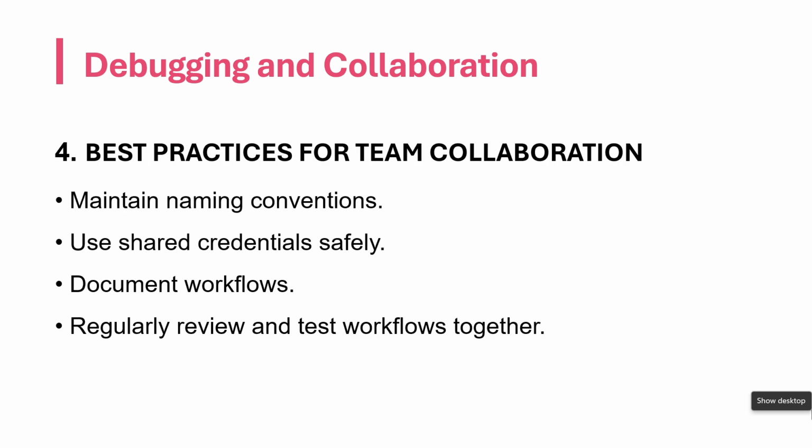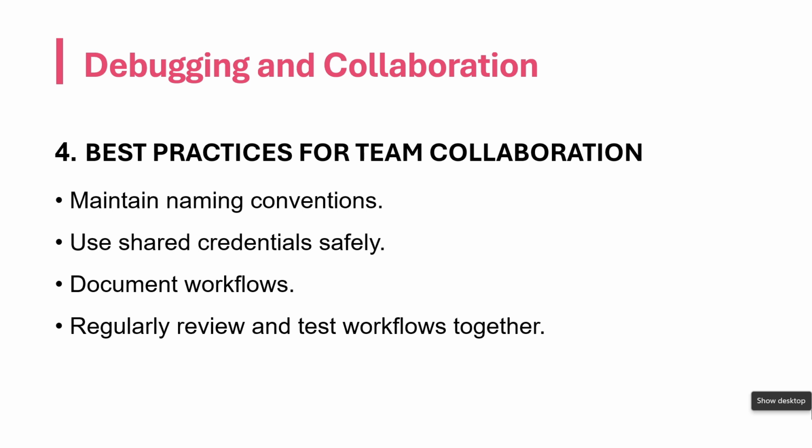Now, to close, here are some best practices for team collaboration in n8n. First, always maintain consistent naming conventions for workflows and nodes. This helps everyone understand the logic quickly. Use shared credentials very cautiously, and store them securely. You can also keep documentation updated, describing what each workflow does and who manages it. And finally, review and test workflows together periodically to avoid dependency or logical issues. Team collaboration keeps automation transparent, safe, and scalable.